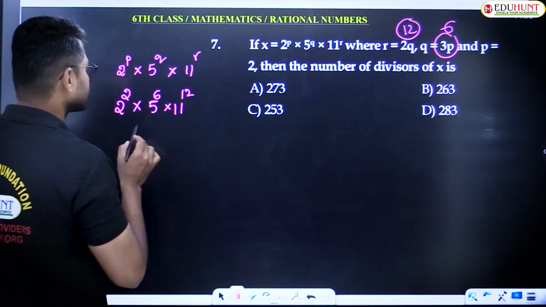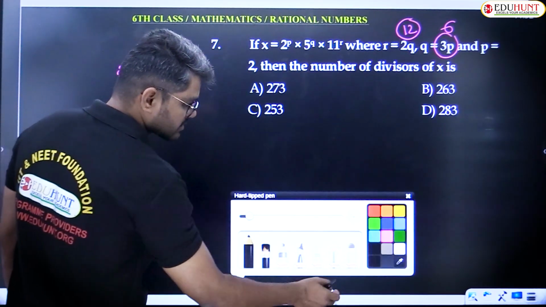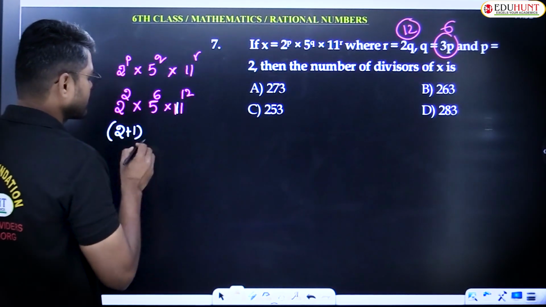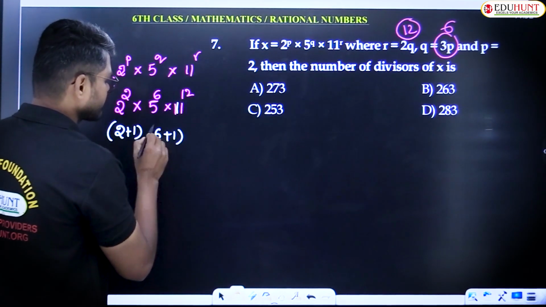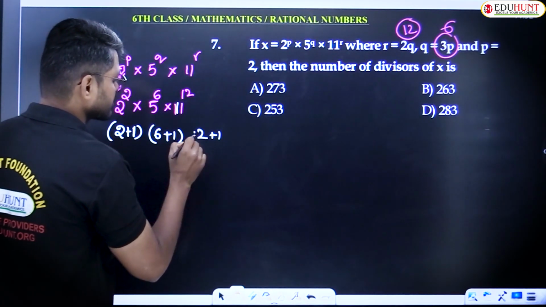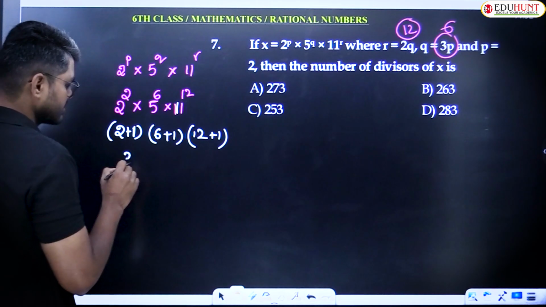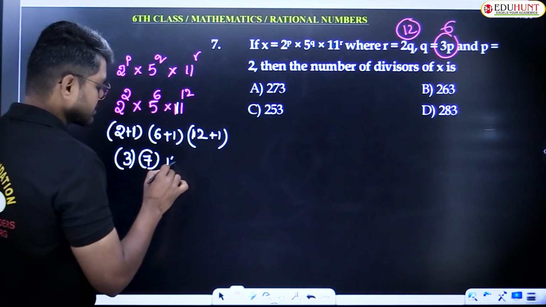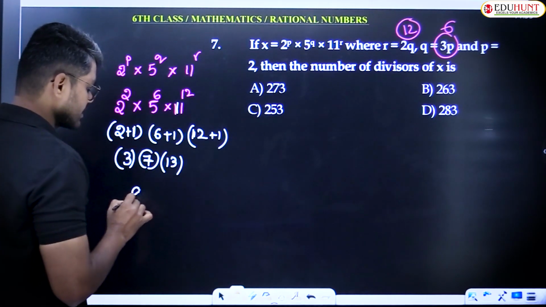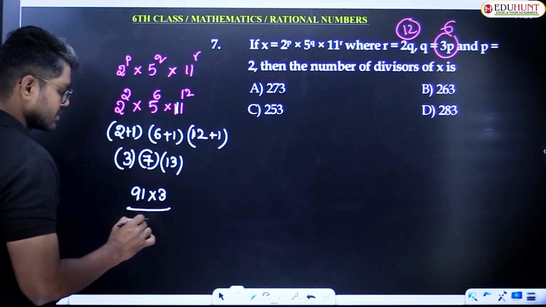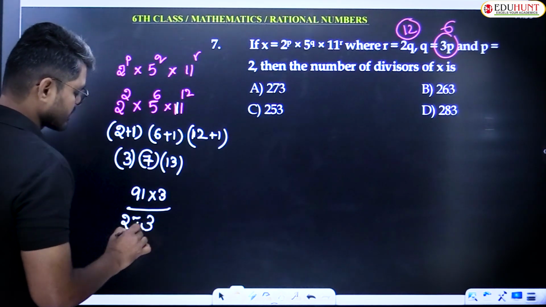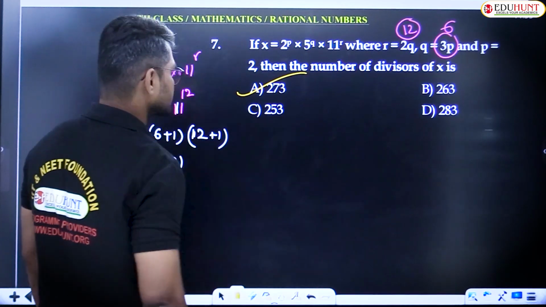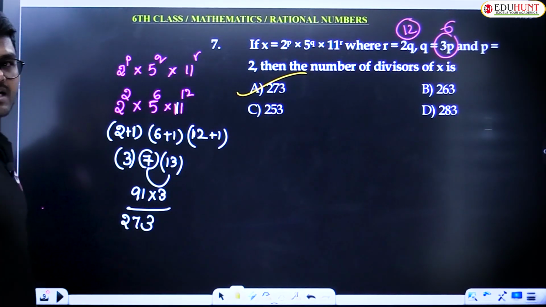Then the number of divisors is, take the exponents: 2 plus 1, 6 plus 1, 12 plus 1. That is 3, 7, 13. This is 91 into 3. 3 ones are 3, 27. 273 is the answer. That is, the very first option is the correct answer. Okay. Let's see the next question.